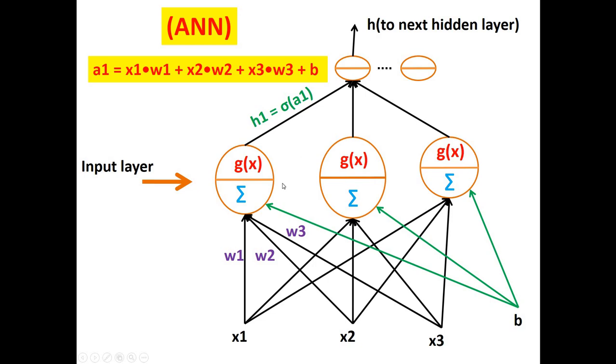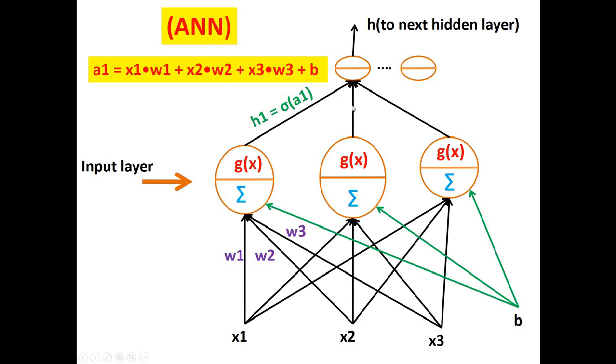Now, how do you create a combination of multiple neural networks and how it connects together? You can see it here. The point which you have to remember is that this neuron produces an output called H1. H1 is nothing but sigmoid of A1. A1 is nothing but the summation of all these. So A1 can be written as x1 w1 plus x2 w2 plus x3 w3 plus b. That goes into a mathematical function, the sigmoid function, and produces an output H1.